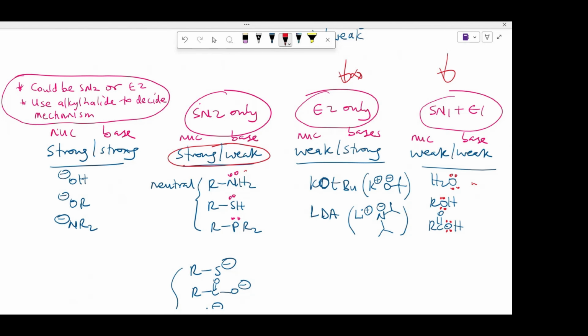And the reason is that for this group of molecules, they are neutral molecules that have lone pairs on less electronegative atoms. That means they can readily donate their lone pairs, making them strong nucleophiles. And these are weak bases because they're pretty stable molecules.